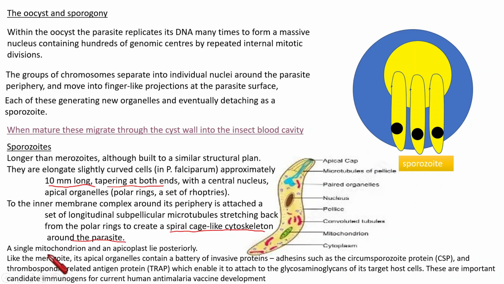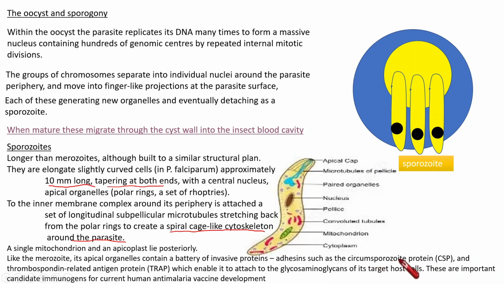Okay, and along with all these structures, we can see a mitochondrion and an apicoplast. Apicoplast is a vestigial plastid. We can locate both of them towards the posterior end. And like the merozoite, its apical organelles, that is, the secretory granules, contain an enormous number of invasive proteins and adhesins.